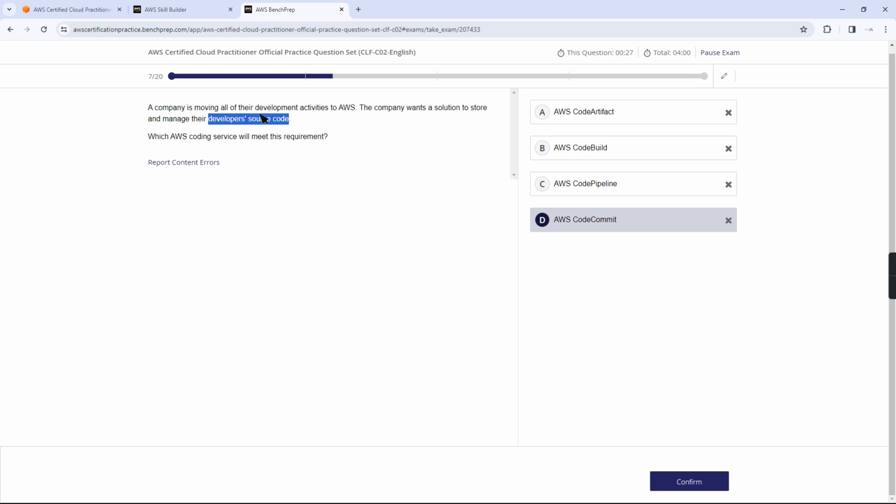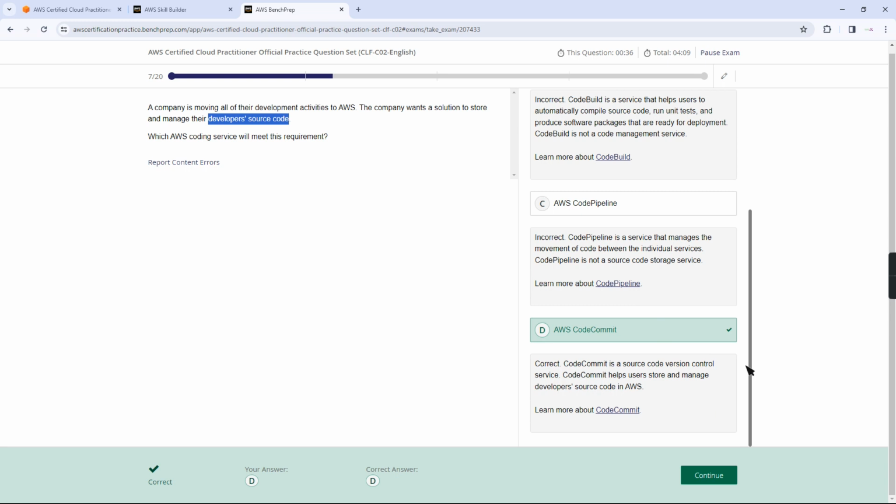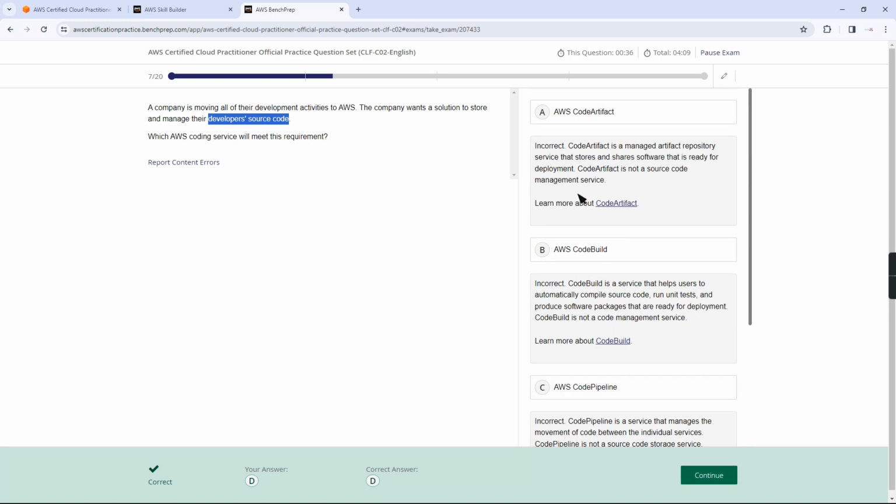Why? Because there is a clear mention about source code here. There is nothing about the artifacts or anything. It is all about code. So typically CodeCommit can be the right choice. Yes, CodeCommit is the right choice.